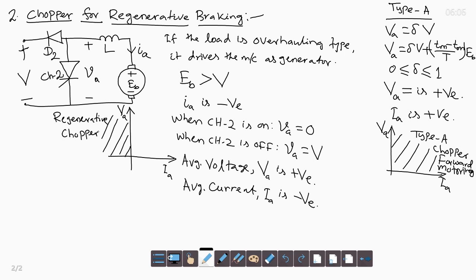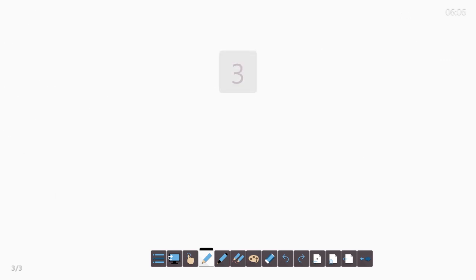Now, this circuit cannot give forward motoring operation, which was there in the previous circuit, the type A chopper. It can give only regenerative braking, so this is also a single quadrant chopper. Now, in the next chopper circuit, we will combine the two circuits we have discussed and get a two quadrant chopper which can give forward motoring as well as regenerative braking.